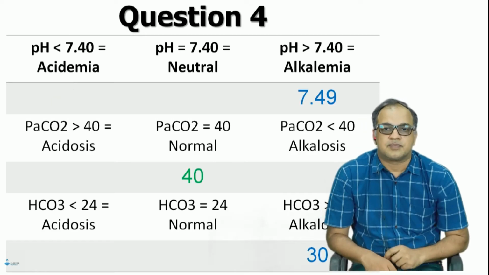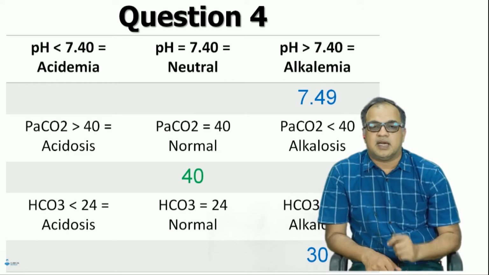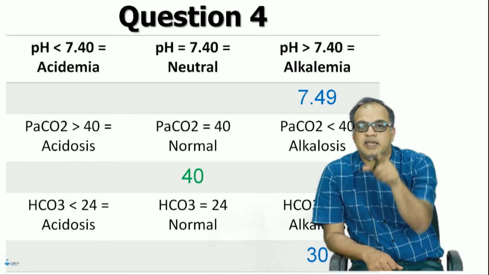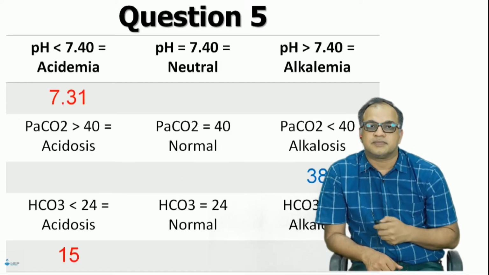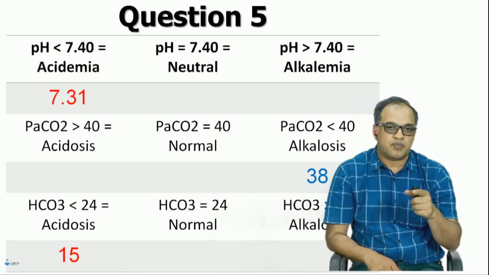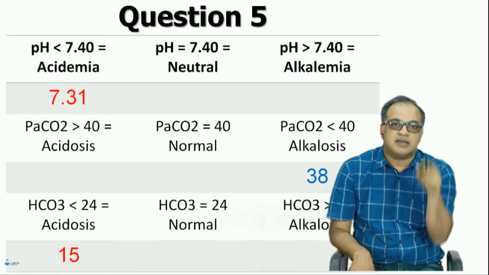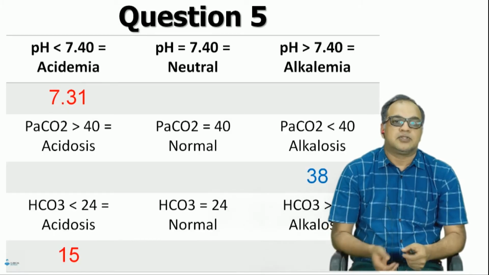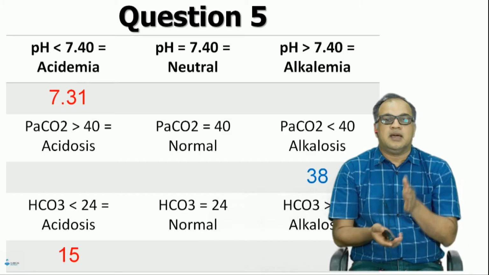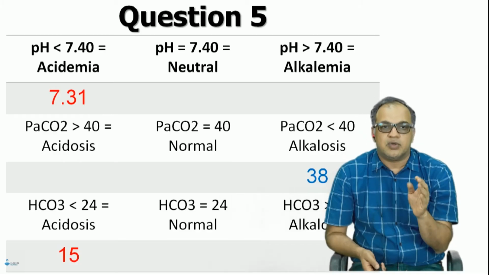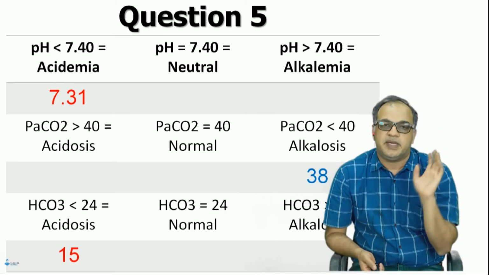Right? Again, pH alkalosis, bicarbonate alkalosis, metabolic alkalosis. 7.31 and 15. Metabolic alkalosis. The last two I have already told you directly. So we have to see which of the two components, CO2 or bicarbonate, is going in the direction of pH.